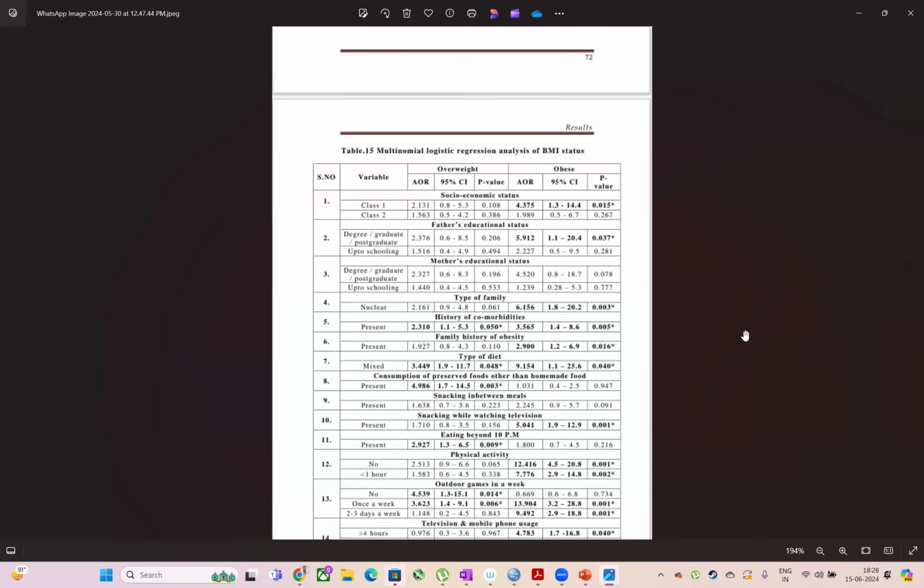Tell me if someone wants to ask something. Nothing? Okay, done. So this is how you have to construct a table for multinomial logistic regression.